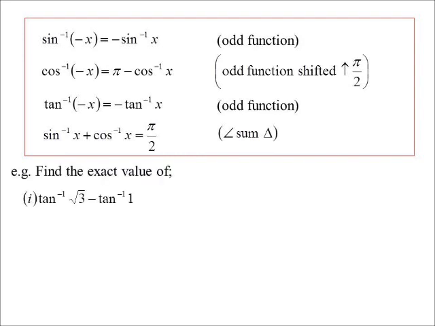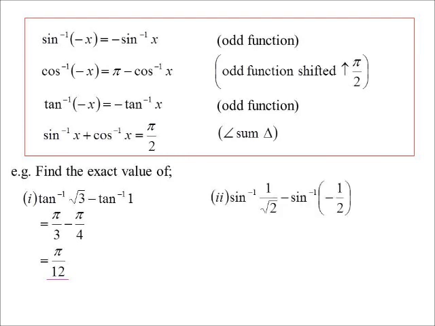Alright, let's find the exact value then of inverse tan of root 3 minus inverse tan of 1. Notice they haven't specified radians, degrees or what have you. We always assume radians. So inverse tan of root 3 is pi on 3. Inverse tan of 1 is pi on 4. Do the subtraction, we get pi on 12.